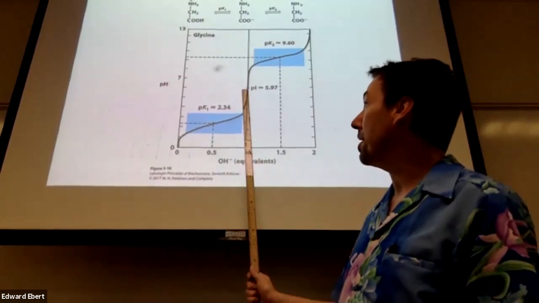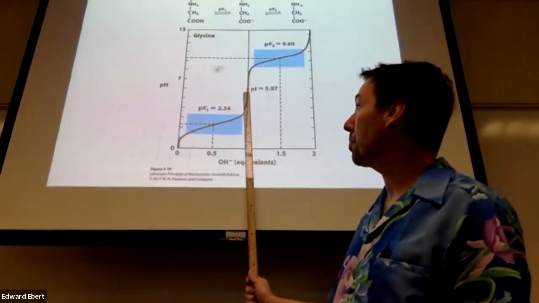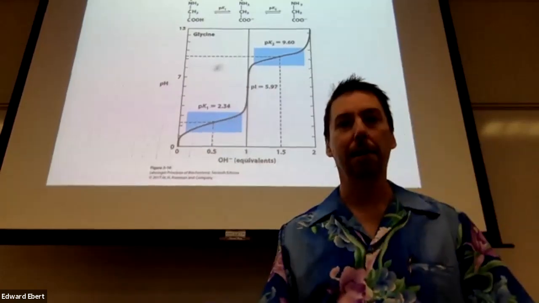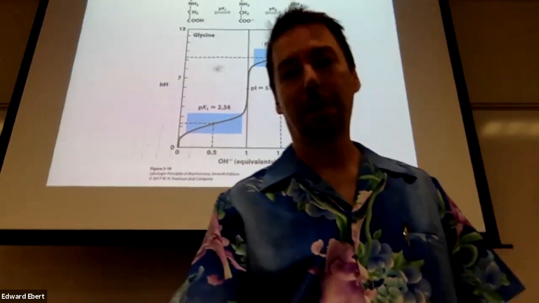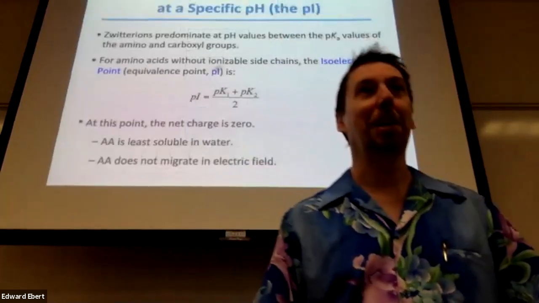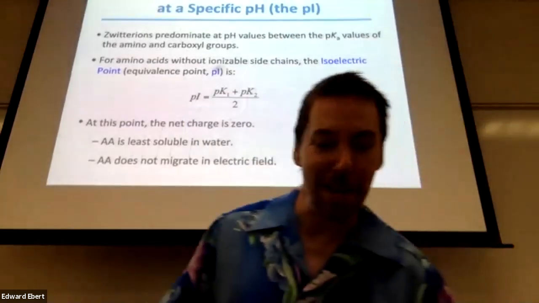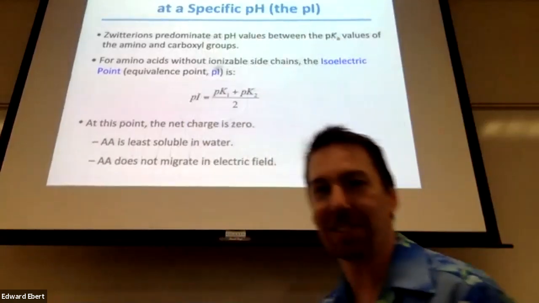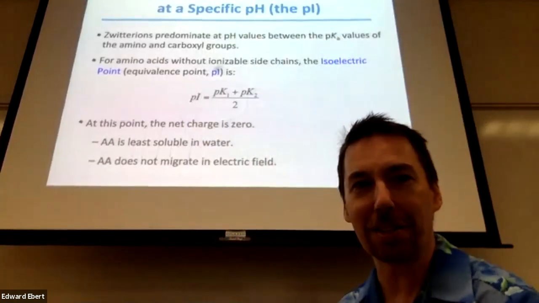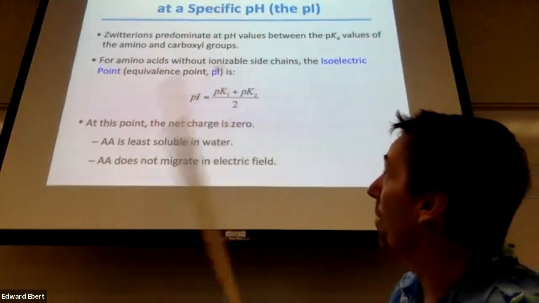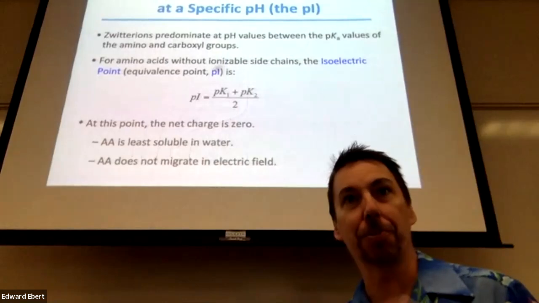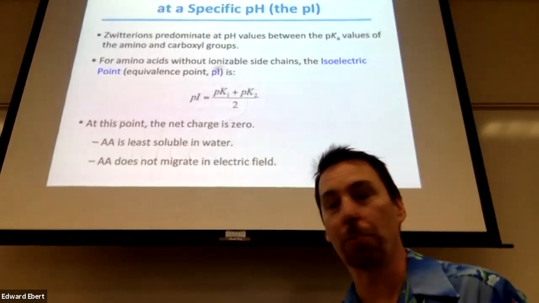And then again, one of the focuses on this particular graph is that PI. How do I know that the PI is 5.97? So our isoelectric point. And this is really kind of neat. For glycine, it's not too bad, but we can make it worse. Yeah, which we will next week. So amino acids will have a charge of 0 at a very specific pH, and that's our isoelectric point.